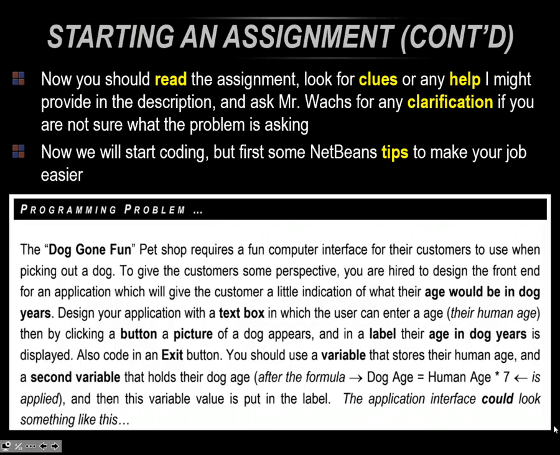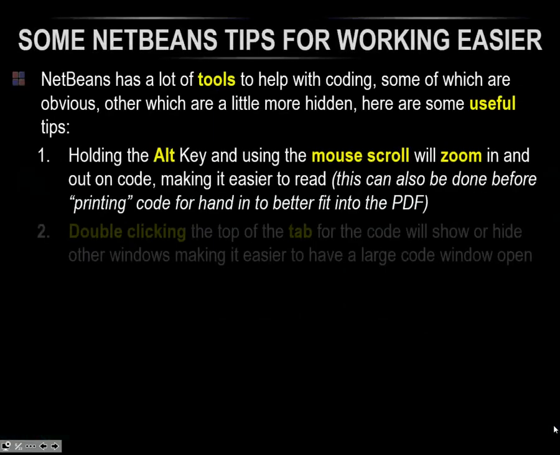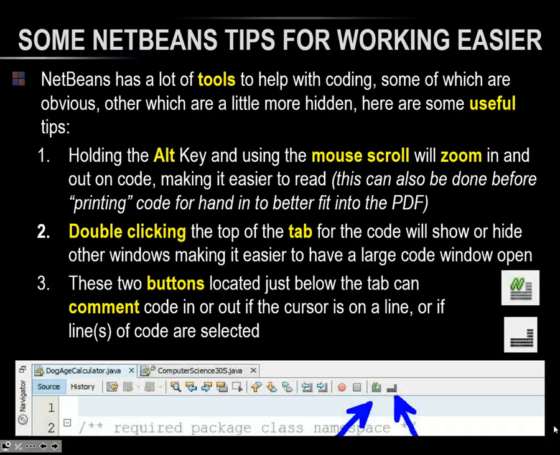We're going to get started coding it in a second, but I wanted to start by giving a few tips, especially if you're using NetBeans, that will help you complete your job and make it a little easier working within your programming environment. NetBeans has a lot of tools to help with coding. Some are very obvious, some are a little more hidden. Here are some that aren't as obvious. First one: when you hold down the Alt key and use the mouse scroll, it will zoom in and out of code, making it easier to read.